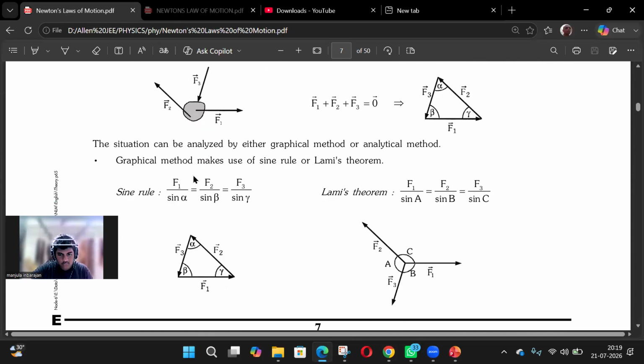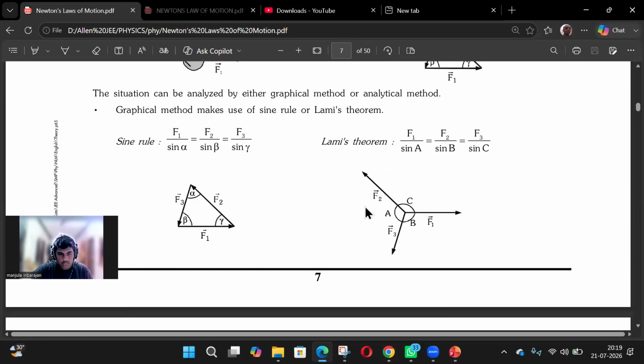So we have three forces just pulling like this. If the net force is zero, then you have the relation F1 divided by the sine of the angle opposite that force, F2 by the sine of the angle opposite that force, and F3 by the sine of the angle opposite. These three are equal. This is the sine rule, which is called Lami's theorem. This is for three forces, not for other cases, because the sine rule is for a triangle. If we redraw this figure, it will become like this. Then it's just the sine rule, F1 by the sine of the opposite angle.